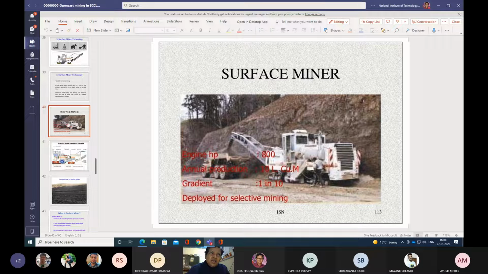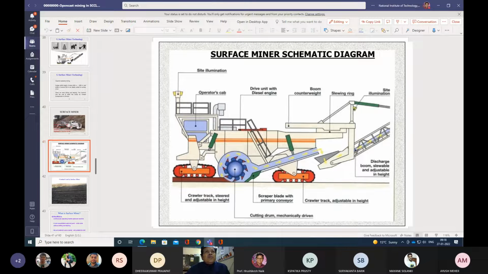So let us see the ray diagram of the surface miner, how it works. This is the schematic diagram of the surface miner machine. You just see how the technology is used for this surface miner with the help of this schematic diagram. You see here, this is a wheel cutting drum. This drum is called the cutting drum, mechanically driven, and the drum has the cutting tools.